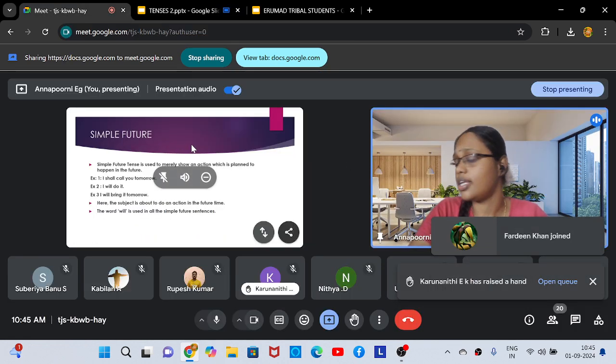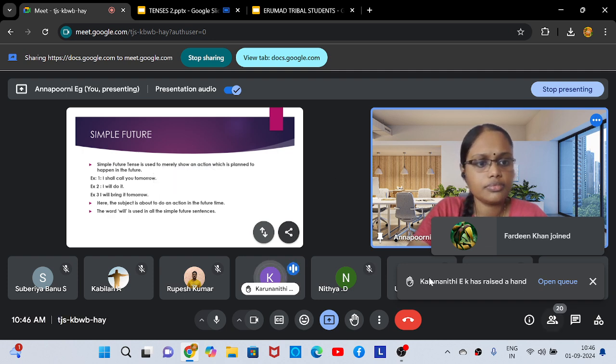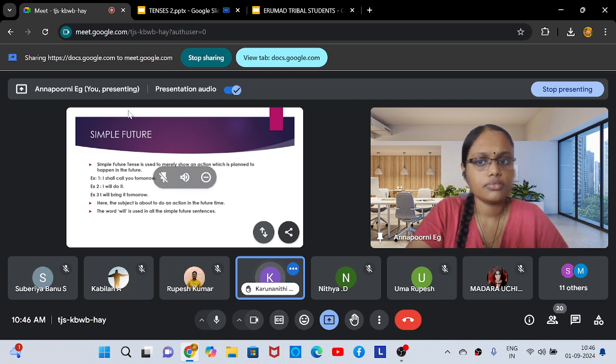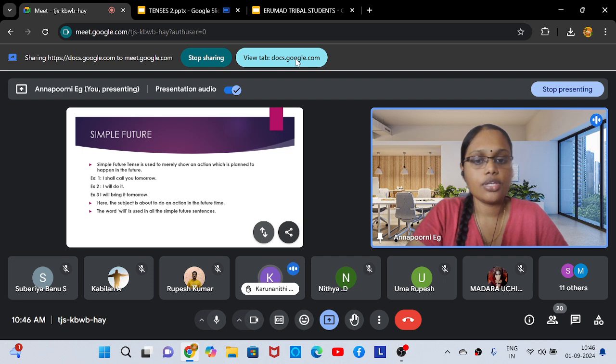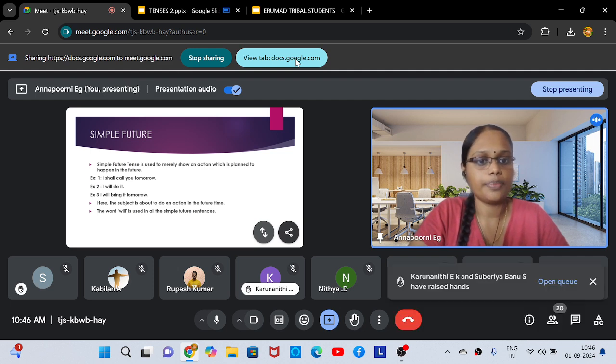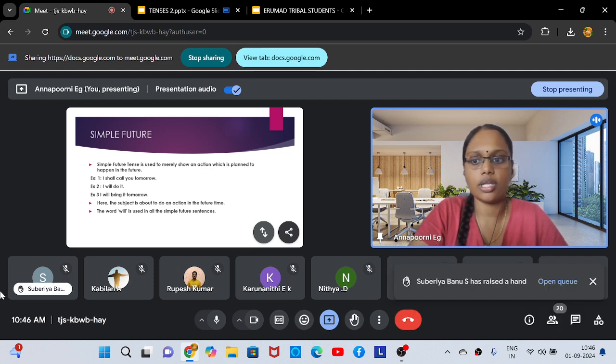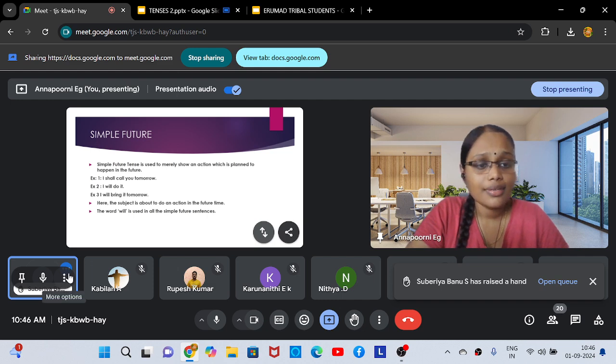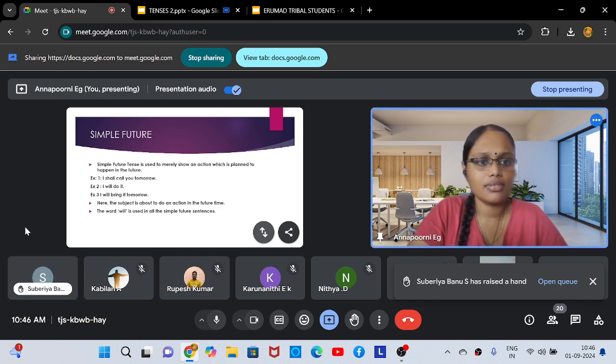Kavini, do you have any doubts? Yes, ma'am. Extinguish means to put out a fire. What about Namira? Merely. Merely means just, just to show an action.